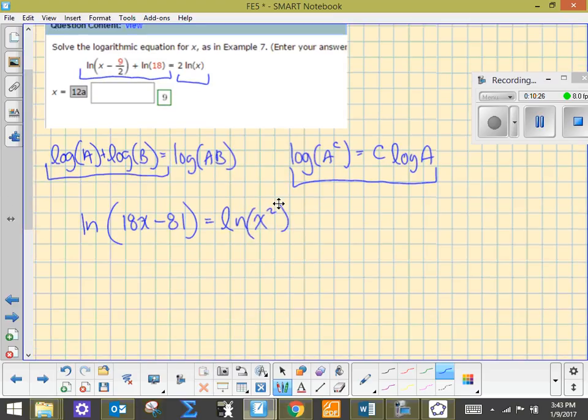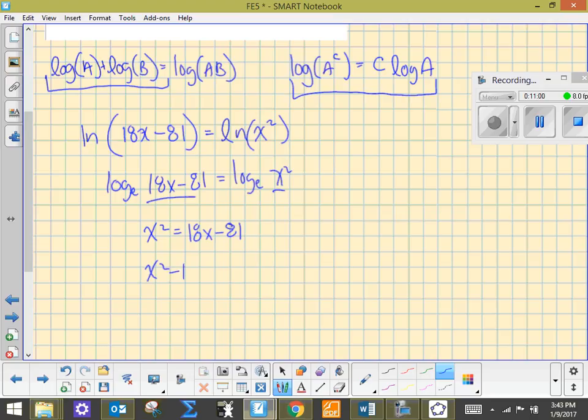Now what we have is just a general equation where the ln on the left is equal to ln on the right. Well, that's log base e of 18x minus 81 and log base e of x squared. It's saying that the exponent that I raise e to should equal 18x minus 81, and the exponent that I raise e to should equal x squared. So these two things have to be the same. So I'm going to say x squared is equal to 18x minus 81.